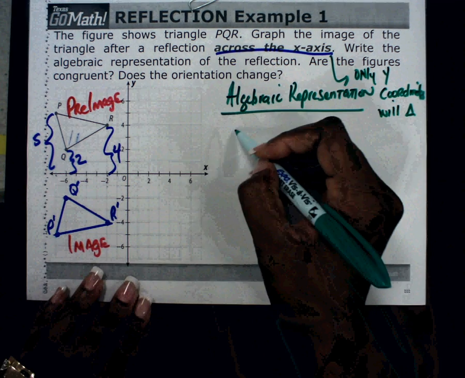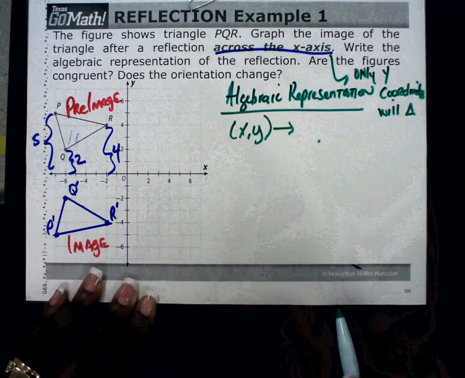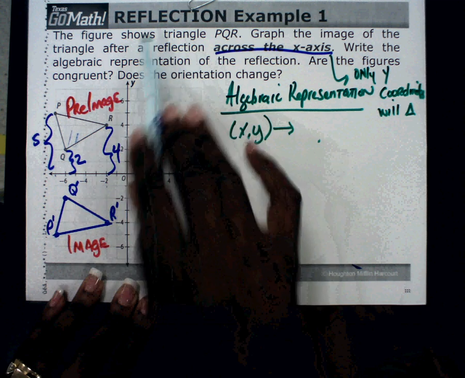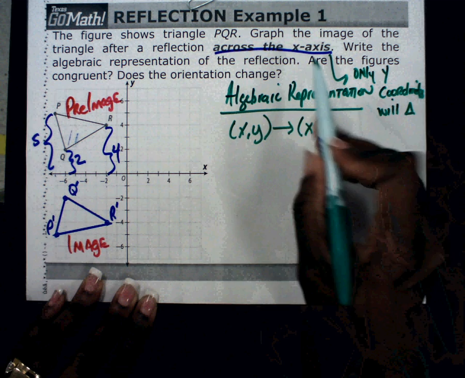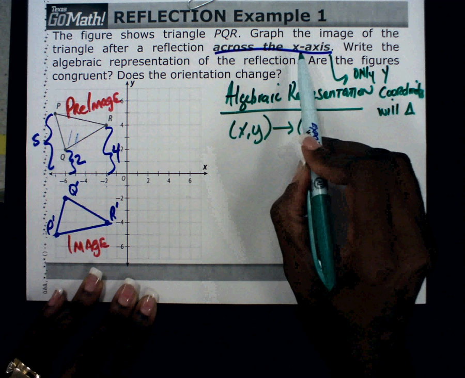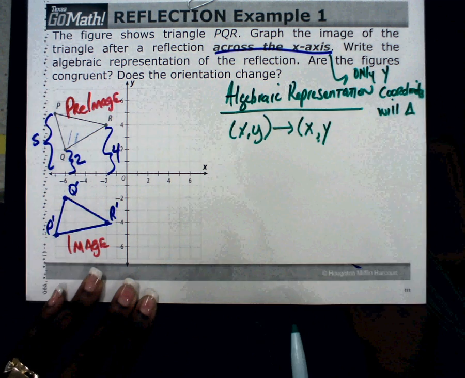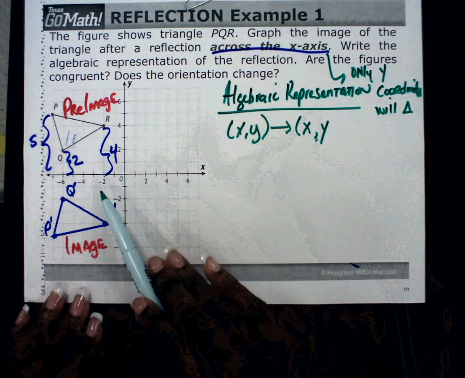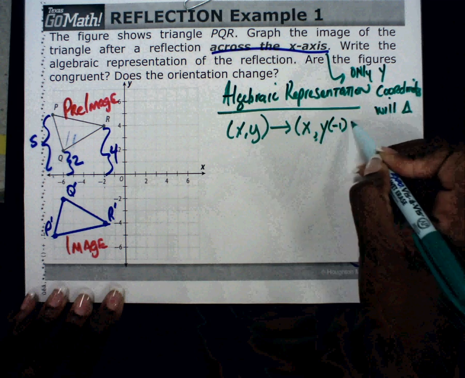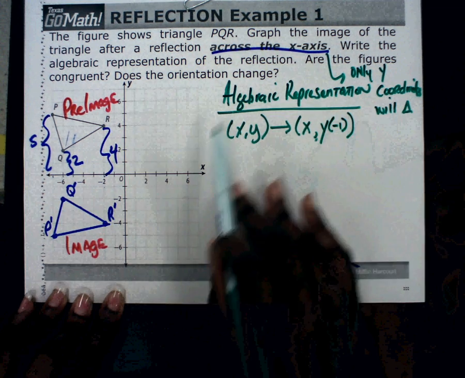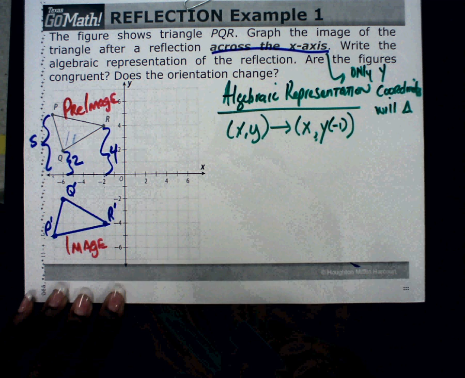So let's look at our pre-image. So our pre-image is always going to be x comma y, and then we have our transformation symbol, the arrow, and in this problem we're doing a reflection, and so we know that x will not change because we're reflecting across the x-axis. Okay, and then we have x comma, now we will have a change with our y. And we know that when we reflect across the x-axis, then we're going to multiply this y times negative 1. So this would be our algebraic representation of this reflection across the x-axis.